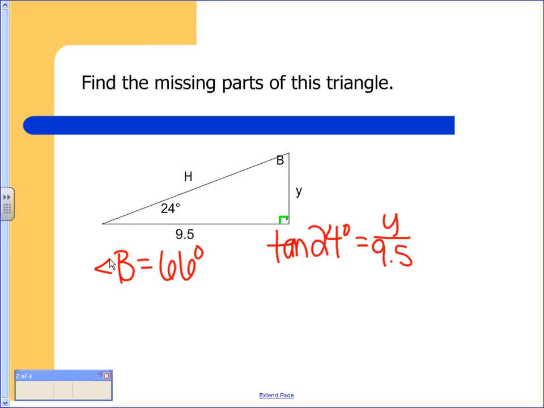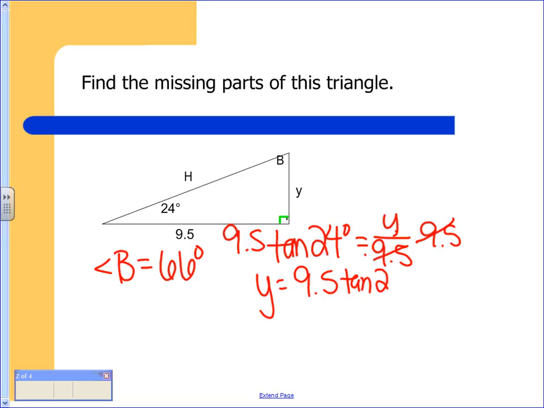Just put it in the basket. How do I get rid of this 9.5? If I multiply by 9.5 on that side, what do I have to do up here? Does that make sense? So Y equals 9.5 tangent of 24. Does that make sense?